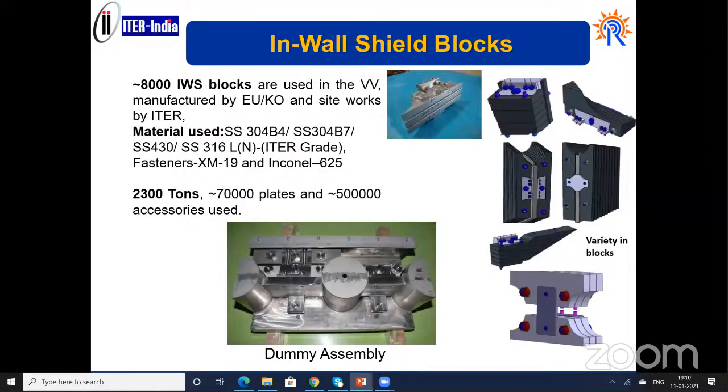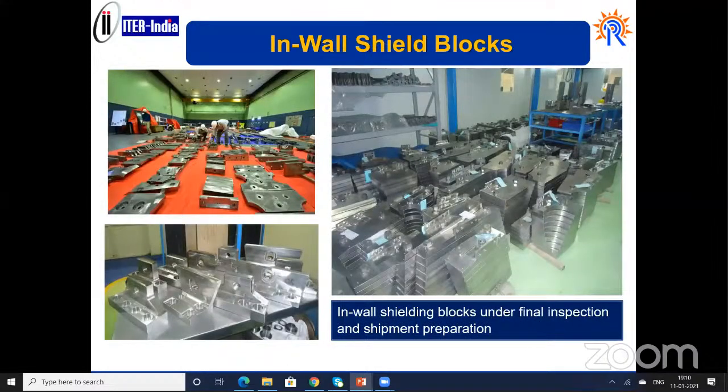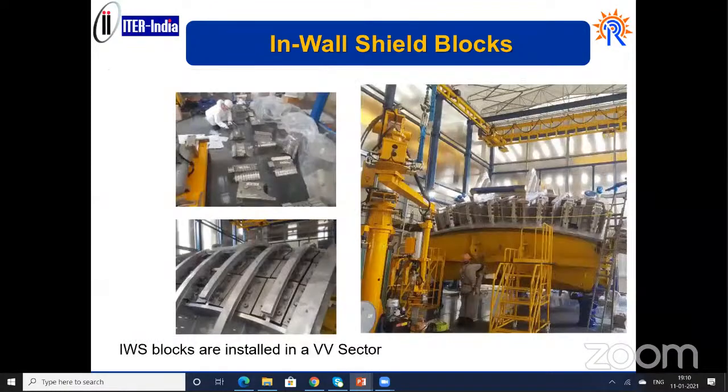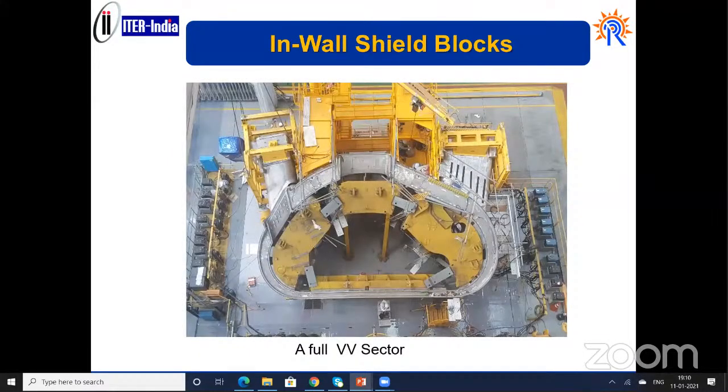We have produced all the blocks that were given to us, and all these blocks have been transferred to the ITER organization, who in turn have given them to European and Korean manufacturers, who are stuffing them inside the vacuum vessel sectors as they are building them. You can see some of the blocks here. They are stuffing it. A large vacuum vessel sector, you can see, was seen in the video also. This is ready, and then after that it has been sealed after welding from all sides.